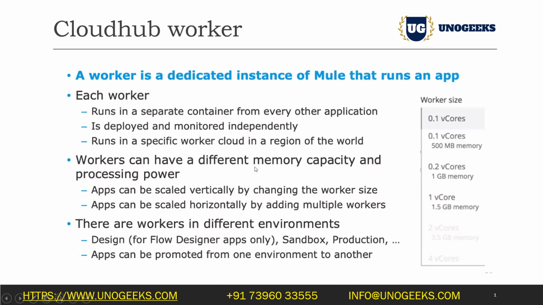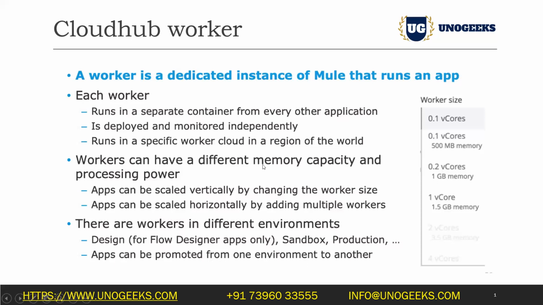So this is how a worker is placed in the picture. It runs in a separate container from every other application. A single application will be running on a single worker, so it is deployed and monitored independently. Each worker will be deployed and monitored in Anypoint Monitoring and API monitoring. Also, you don't get to decide in which region you're deploying the worker. It depends on CloudHub, whether it is hosting in US East 1 or US East 2. So it is not in our control.